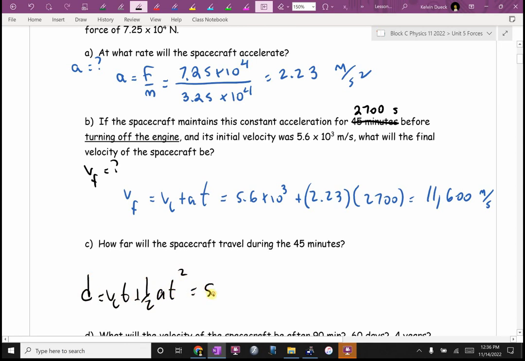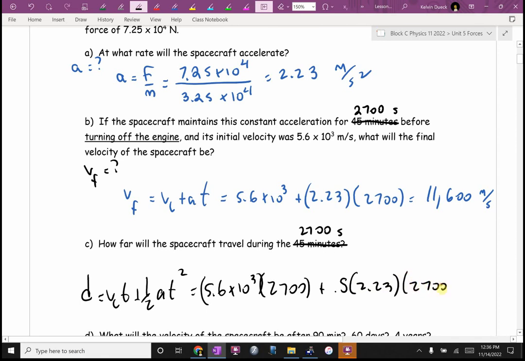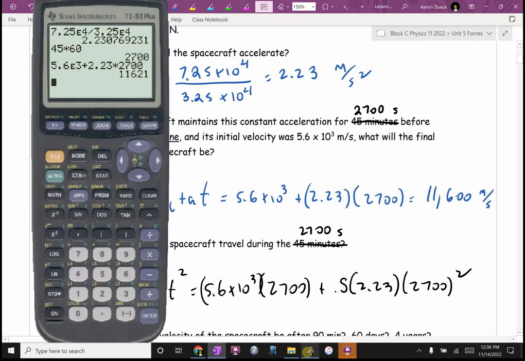It's going to be 5.6 times 10 to the third, 2700. Oh, Derek, I crossed out that 45 and replaced it with the 2700 seconds again. Plus 0.5 times 2.23. I almost put in negative 9.8. No, 2.23. 2700 squared. I think we're probably going to get a fairly big answer because we're moving pretty fast per second and we're traveling for a fair number of seconds, 45 minutes.